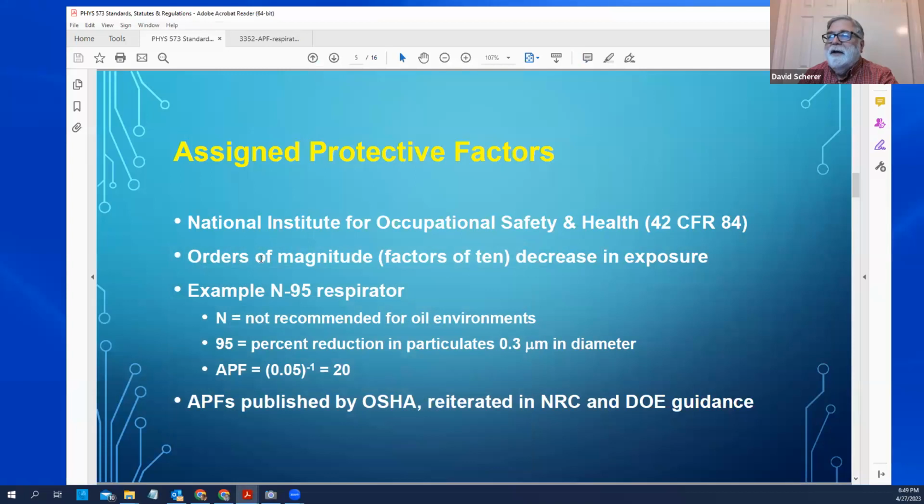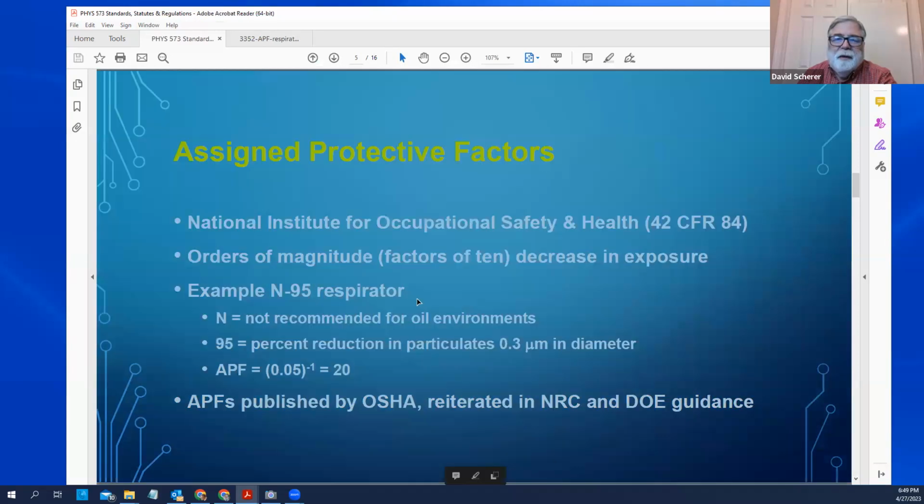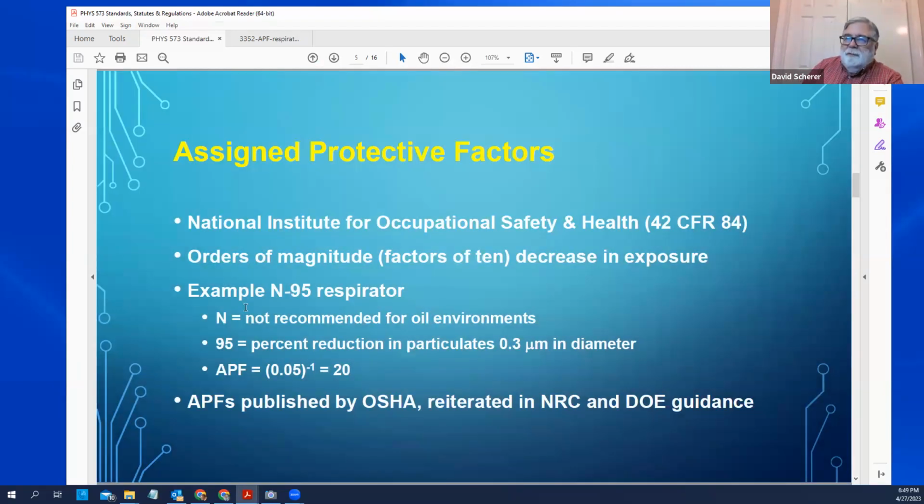So that's where you find the APFs. I'm going to use an example. In recent years, we've heard a lot about N95 respirators. They're used in the healthcare industry. So I'm going to try to explain how this rating system works with the example of the N95 respirator.